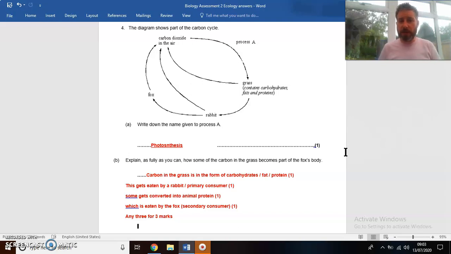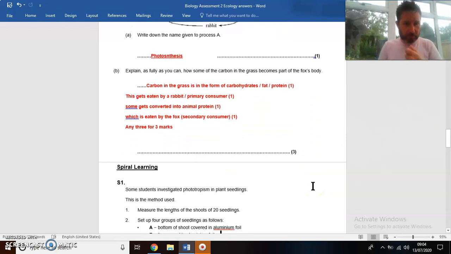Okay, protein in the grass gets eaten by the rabbit, which is converted into animal protein. That's then eaten by the fox, which is a secondary consumer. So the carbon in the grass, eaten by the primary consumer, passed on to the secondary consumer. Okay, 3 marks there.